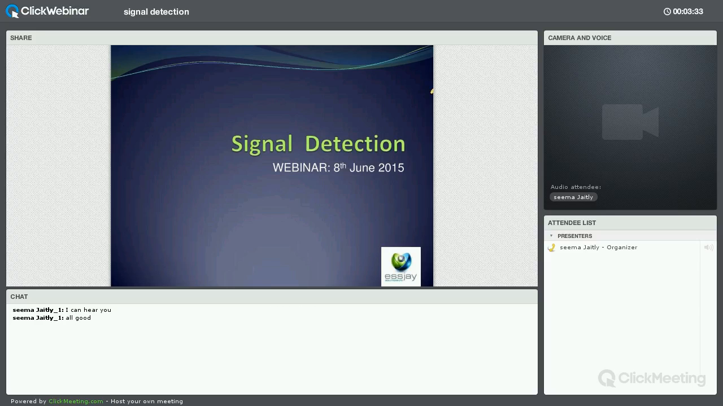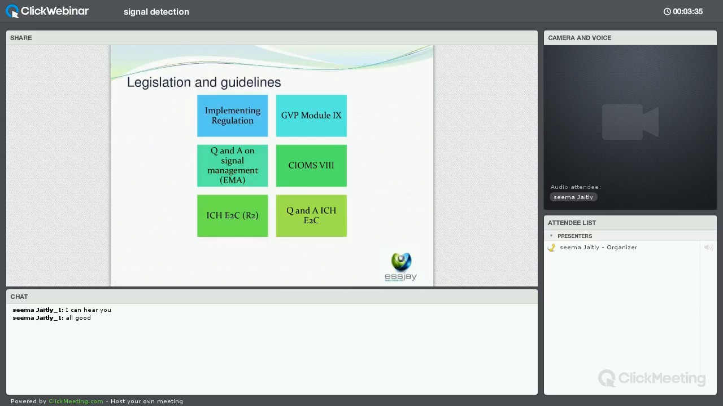So just wanted to really start with the legislation and guidelines, and certainly with the new EU legislation, this has been a focus for implementing the new legislation. And we can see that before there was obviously always a requirement to perform signal detection. However, it was realized that there needed to be a bit more focus around this, a bit more process around this, and justification for decisions that are made.